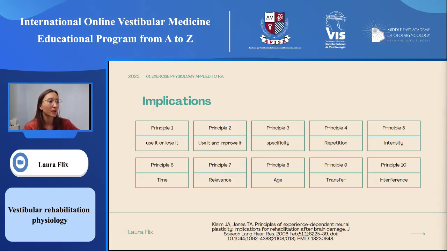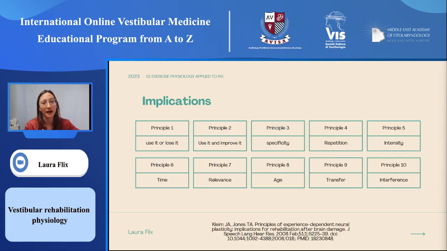Principle 2 is use it and improve it. If we use it in our daily activities or in an exercise that we are doing in vestibular rehabilitation or at home or wherever, we are going to improve it. And this connects with principle 3, specificity. When we do something, we improve in that point specifically. It's like if we are training balance in a specific situation, we want to improve this balance in that specific situation, and maybe not in other different situations, no? And then we have principle 4, repetition.